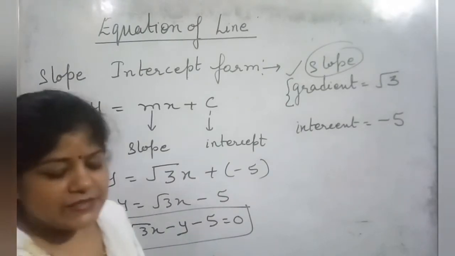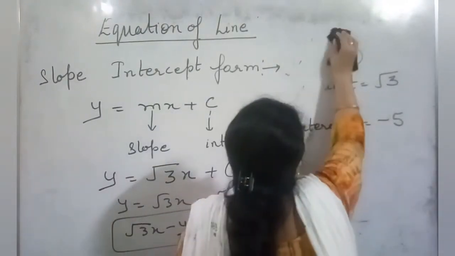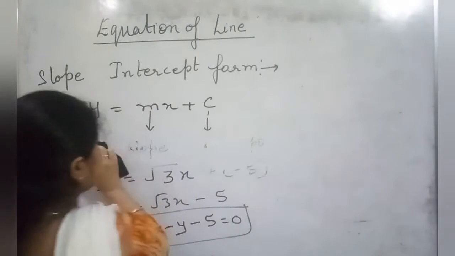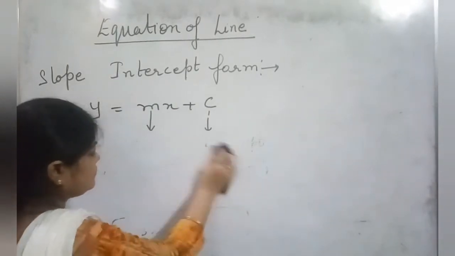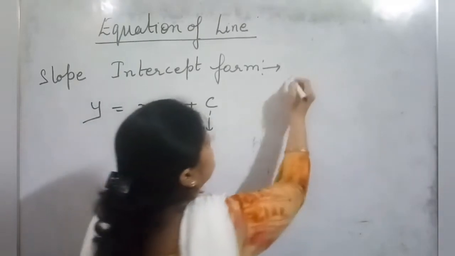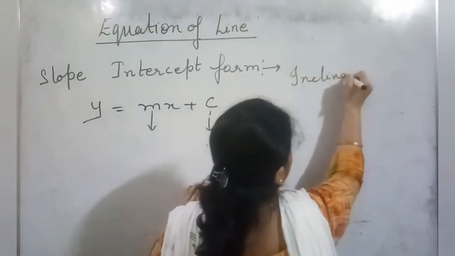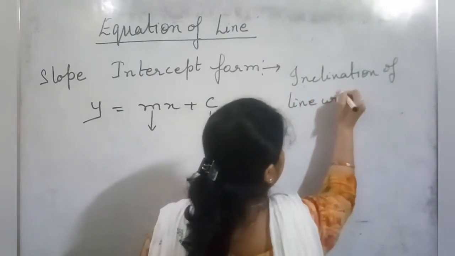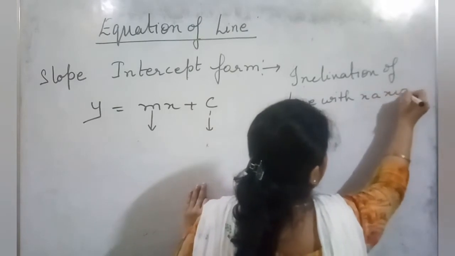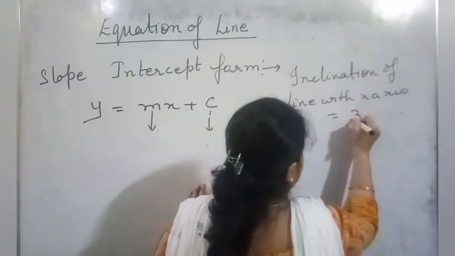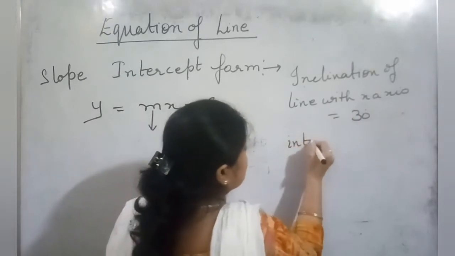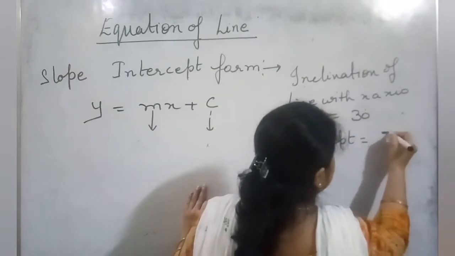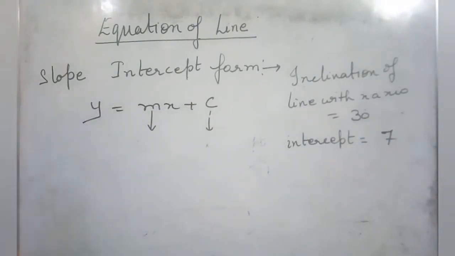Now the next pattern in which we have to find the equation of the line. If it is given that the inclination of the line with the x-axis is equal to 30 degrees and the intercept cut by the line is, for example, 7, find the equation of the line.